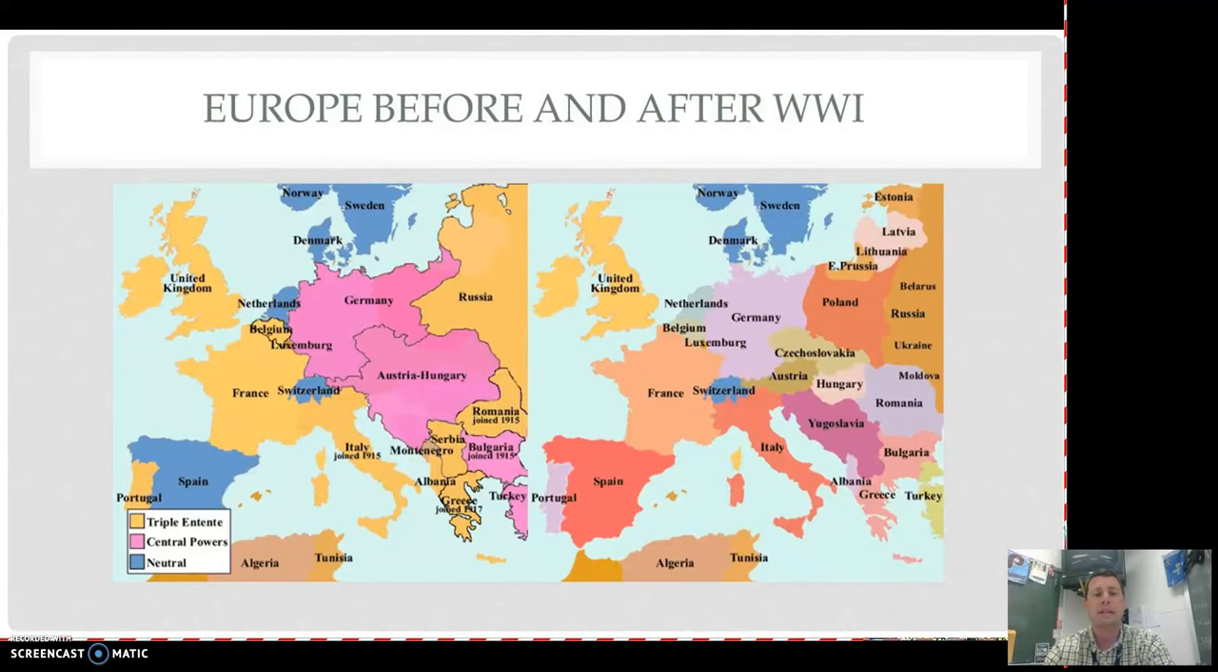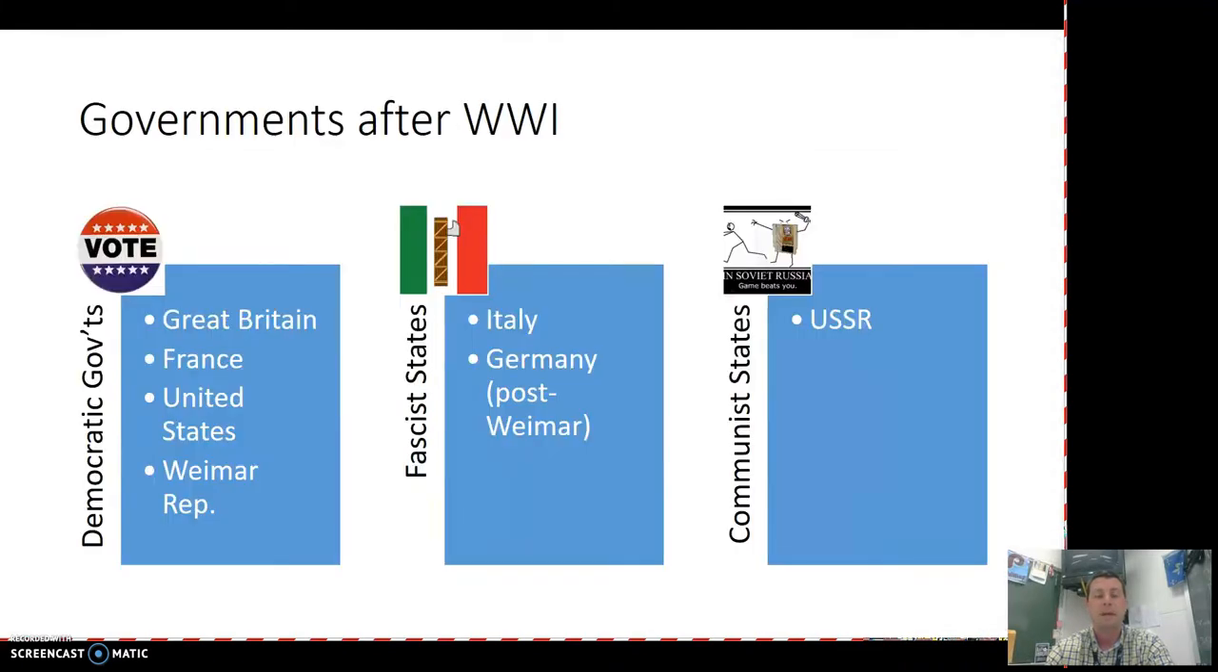This just gives us an idea of Europe before and after World War I. The big differences are going to be Germany. They're also going to be Austria-Hungary and into the Balkan area there. We see Pan-Slavism take on a new role with Yugoslavia. And so we're left with these governments after World War I.